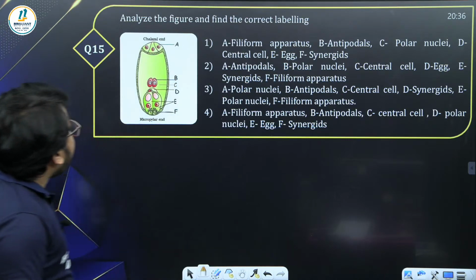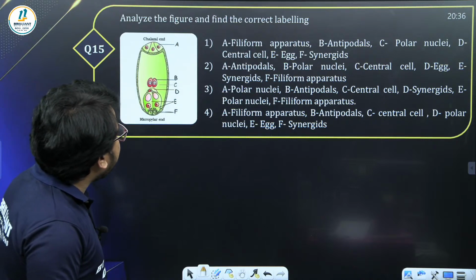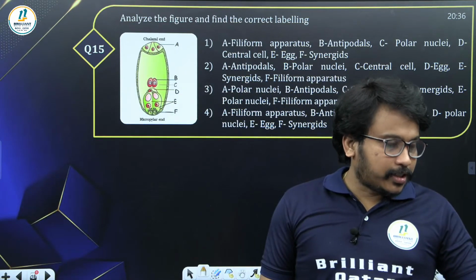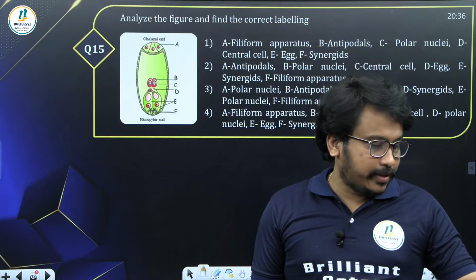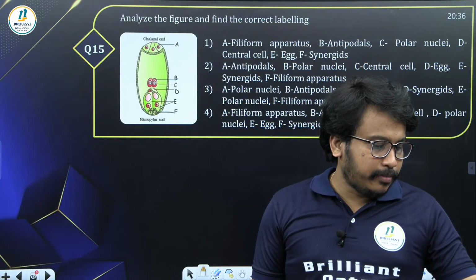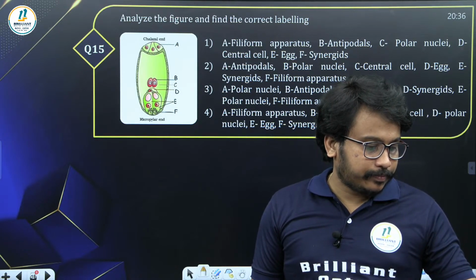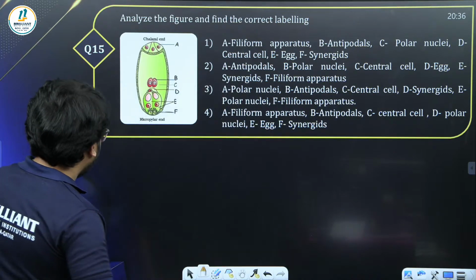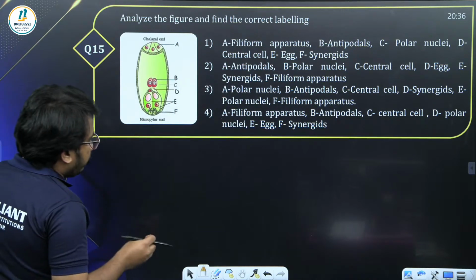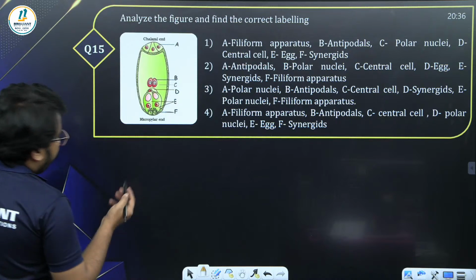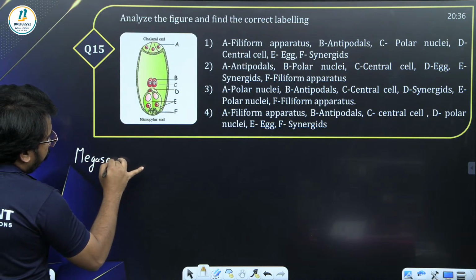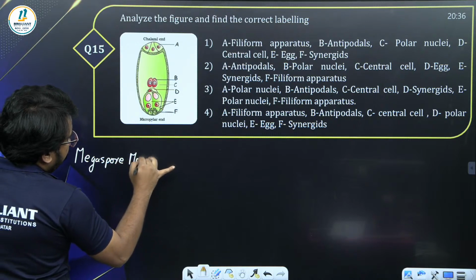Now next one, analyze the figure and find the correct labeling. Can you do it? So it's the structure of embryo sac that represent the female gametophyte. So the development of embryo sac, let's have a discussion. From one of the cells of nucellus, there will be formation of megaspore mother cell.